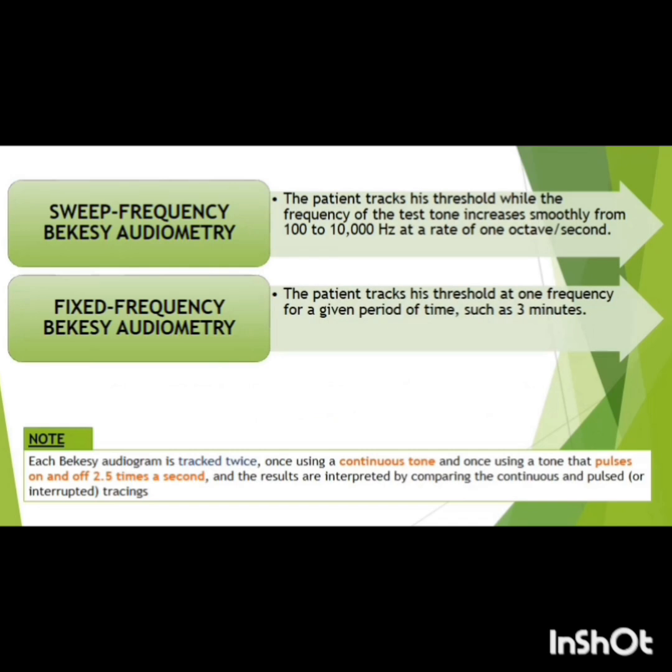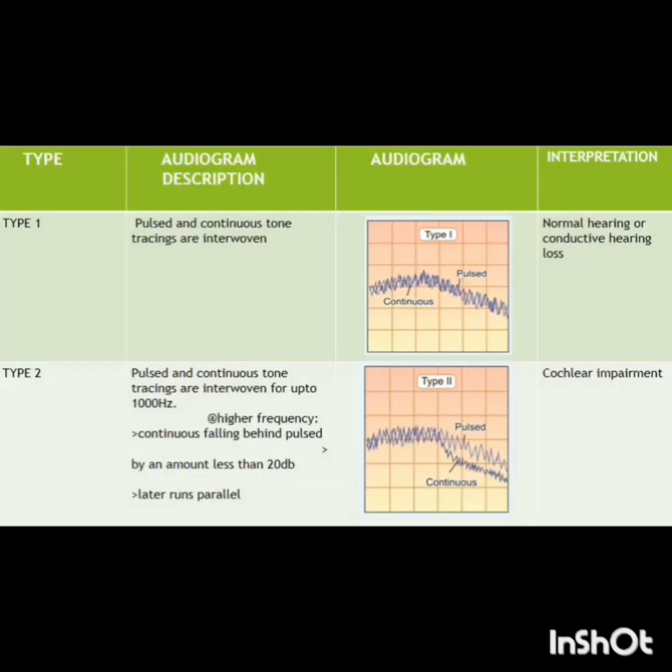Sweep Frequency Bekesy Audiometry. In this, the patient tracks his threshold for a range of frequencies from 100 to 10,000, whereas in fixed frequency Bekesy Audiometry, the patient tracks his threshold at one frequency. The given table depicts the interpretation of Bekesy audiometry obtained in pulsed and continuous tracking.